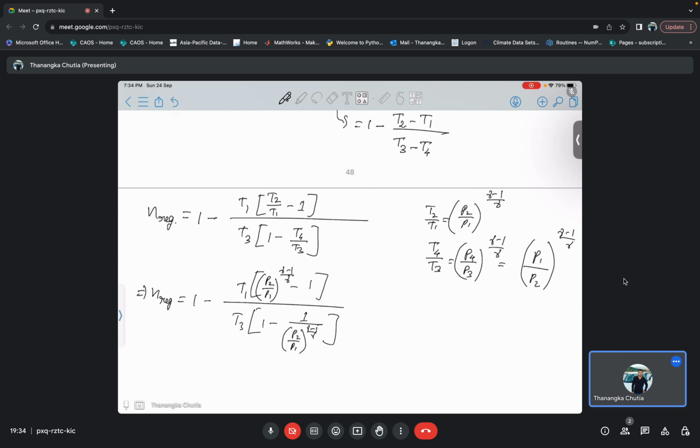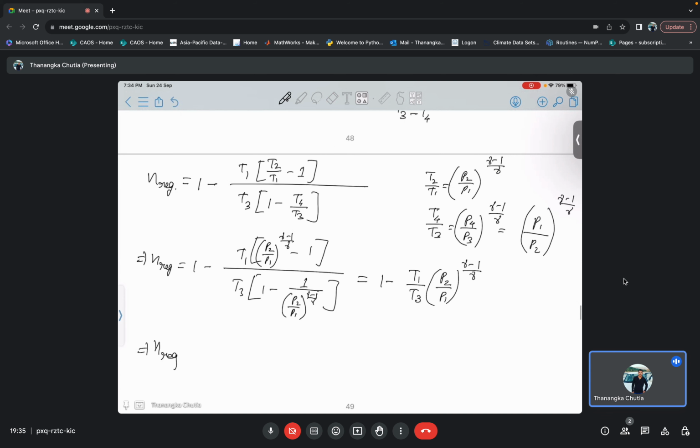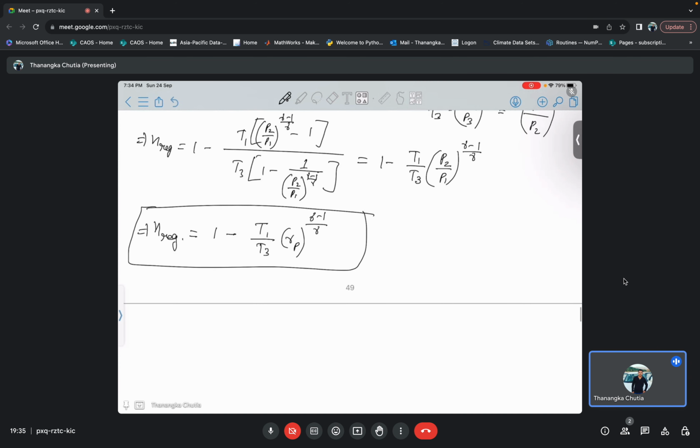Now if you take the LCM here and do the calculation, what you will get is basically 1 minus (T1 by T3) into (P2 by P1) to the power (gamma minus 1) divided by gamma. So that means the eta regenerative formula is 1 minus (T1 by T3) into Rp to the power (gamma minus 1) divided by gamma. So this is the regenerative formula, and we already know the eta Brayton formula, that is equal to 1 minus 1 by Rp to the power (gamma minus 1) divided by gamma. Okay.